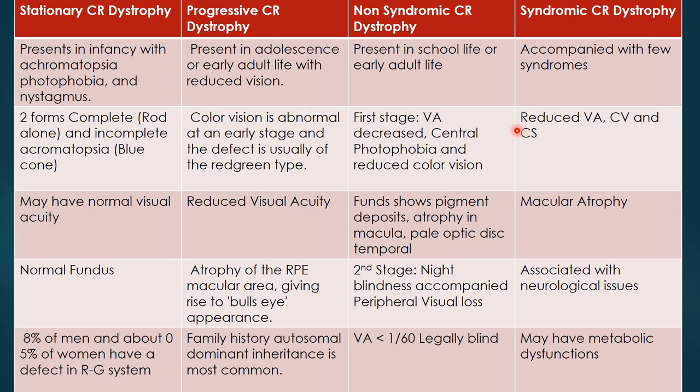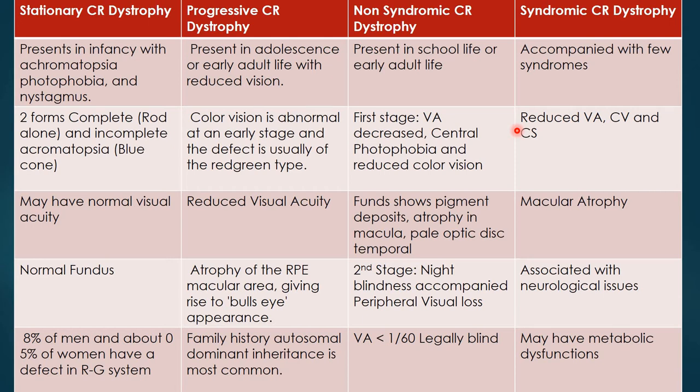So fundus shows pigment deposits, and then there might be atrophy in the macula with pale disc changes. Secondly, there would be night blindness accompanied with that, and the patient will have very low visual acuity of less than 6/60, which is legal blindness.